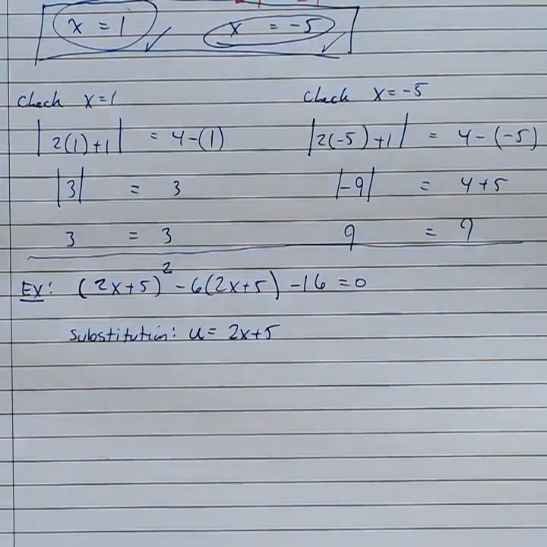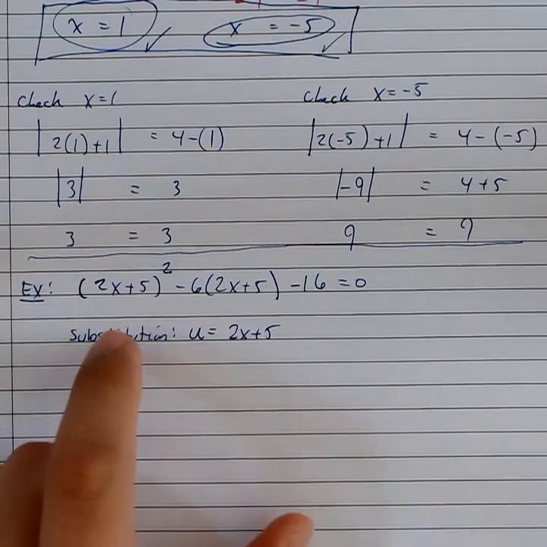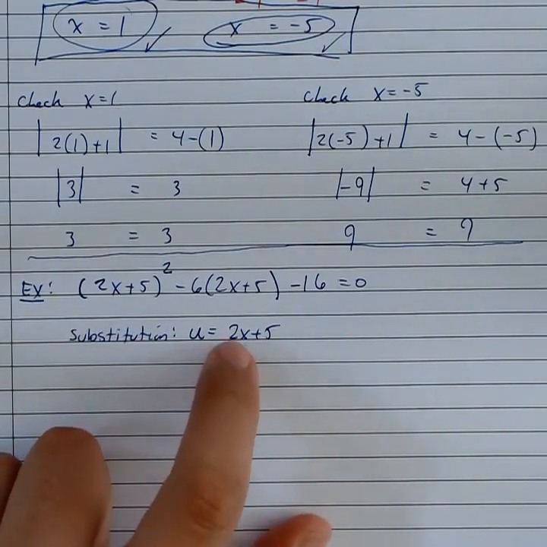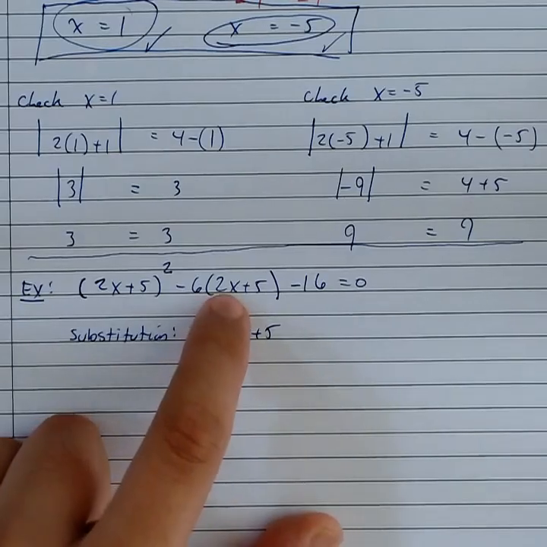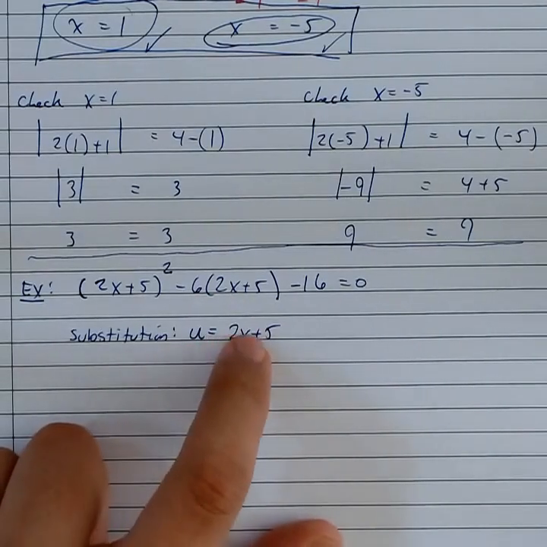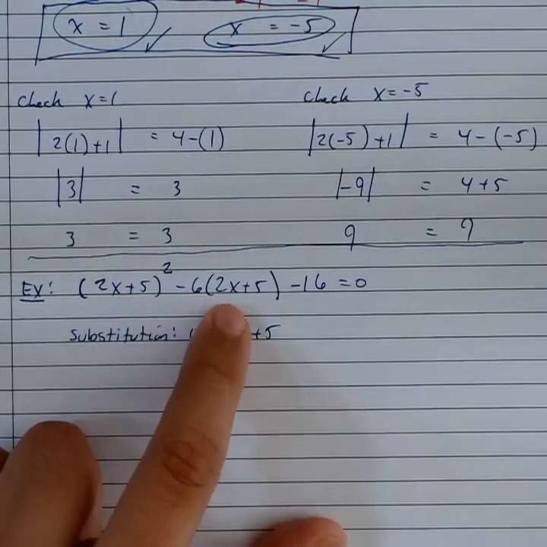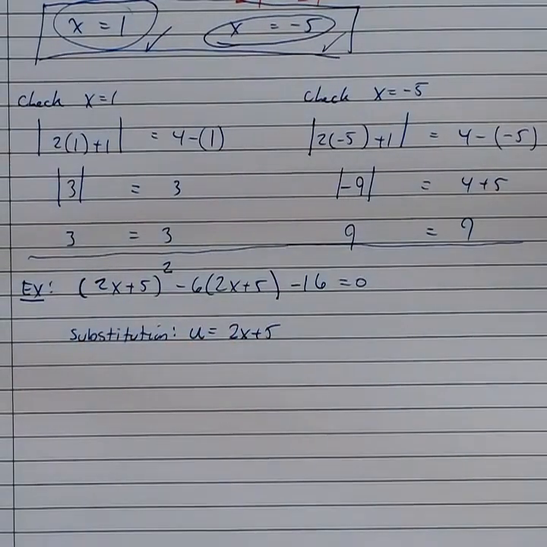I could use any letter I like. I can use W, P, A. It doesn't matter what letter I want to use. The one choice you should not make is you should not use the letter x again, because x already means something in this problem. X means this variable. We don't want to call 2x plus 5 equal to x, because x is already being used. So it doesn't matter what variable you use, but do not use x again.